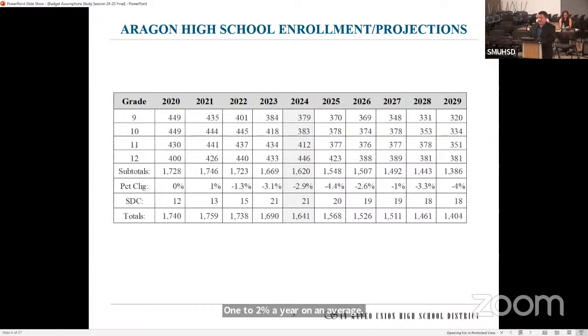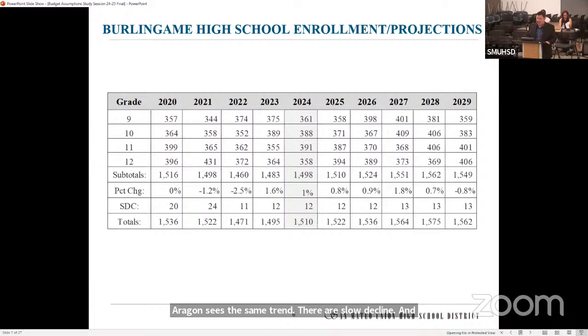Aragon sees the same trend. They're a slow decline, and we continue to monitor that. The one exception to the slow decline is actually at Burlingame High School. We continue to see, they're coming from Greg. Sorry, Trustee Land. And so we continue to see a slow increase in that.